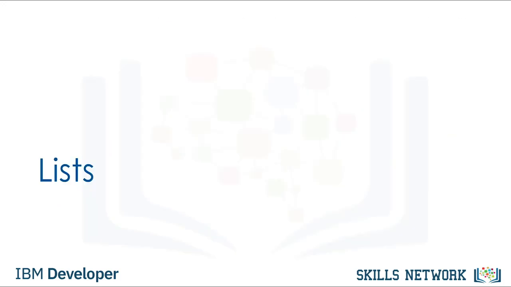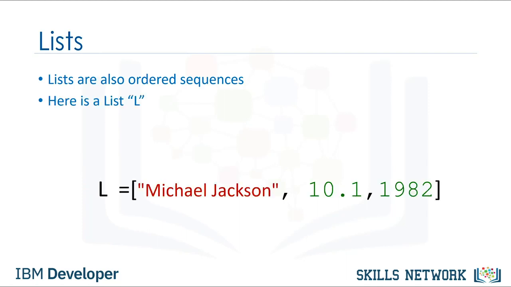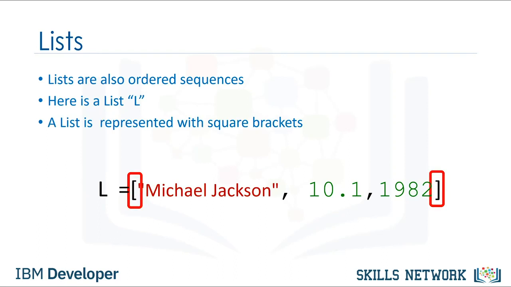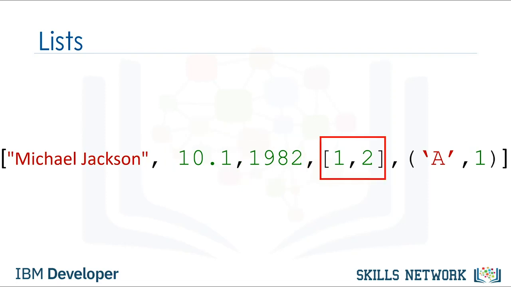Lists are also a popular data structure in Python. Lists are also an ordered sequence. Here is a list L. A list is represented with square brackets. In many respects, lists are like tuples. One key difference is they are mutable. Lists can contain strings, floats, integers. We can nest other lists. We can also nest tuples and other data structures. The same indexing conventions apply for nesting.